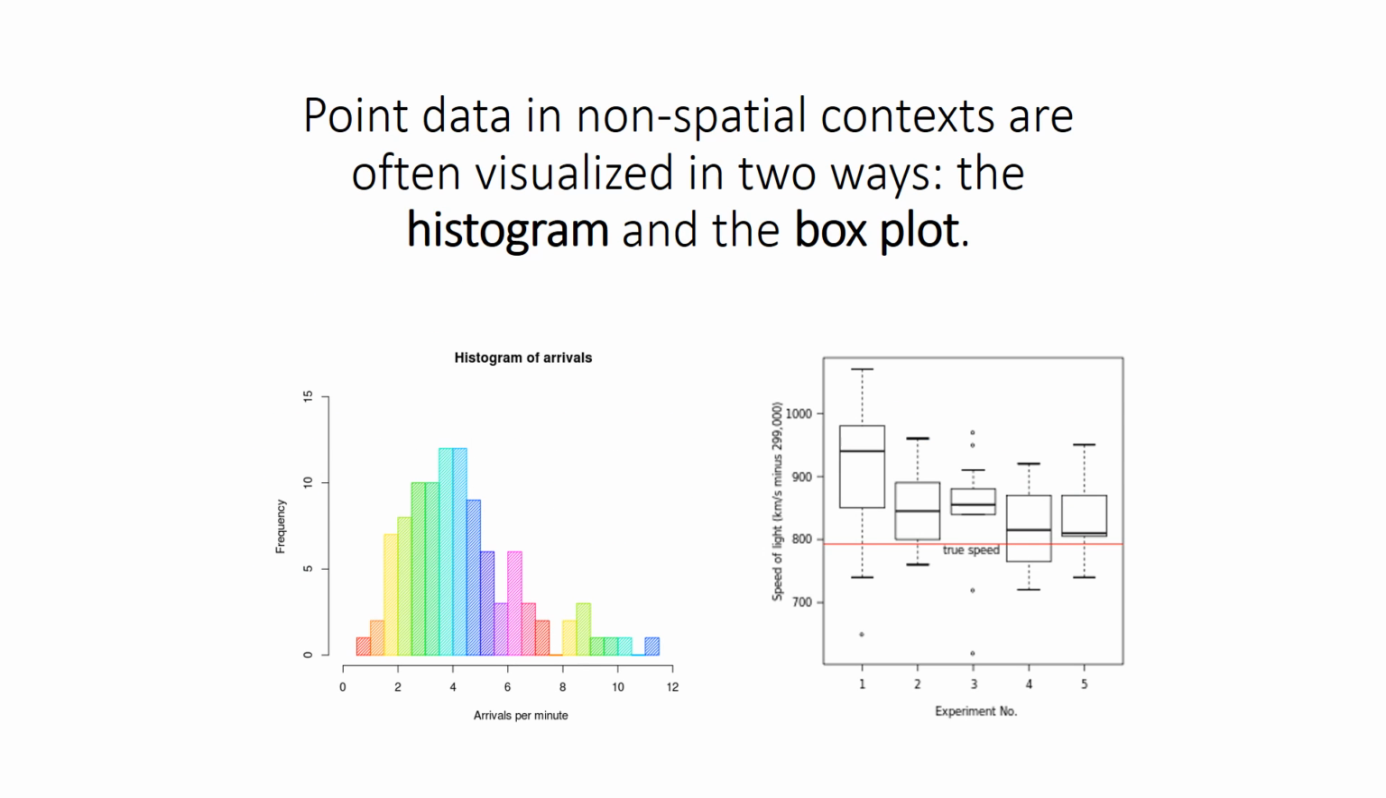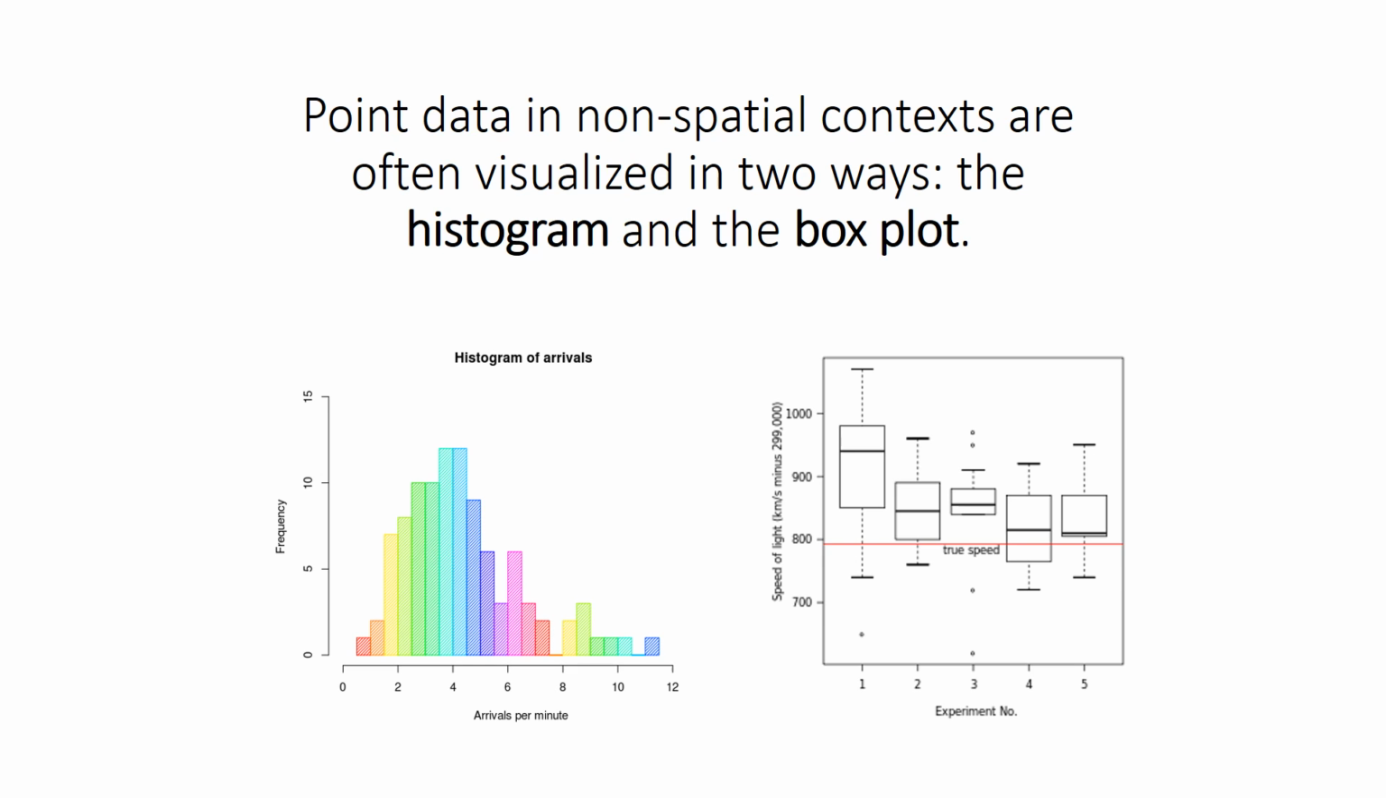Usually what we do with point data is we visualize these things in a couple of common ways. One is a histogram and one is a box plot. What a histogram is going to do is create these bins in our data, like you see at the left. And then we just count or calculate the frequency of the number of observations that fall in that bin. So you usually see this sort of thing, like a bell curve, emerging.